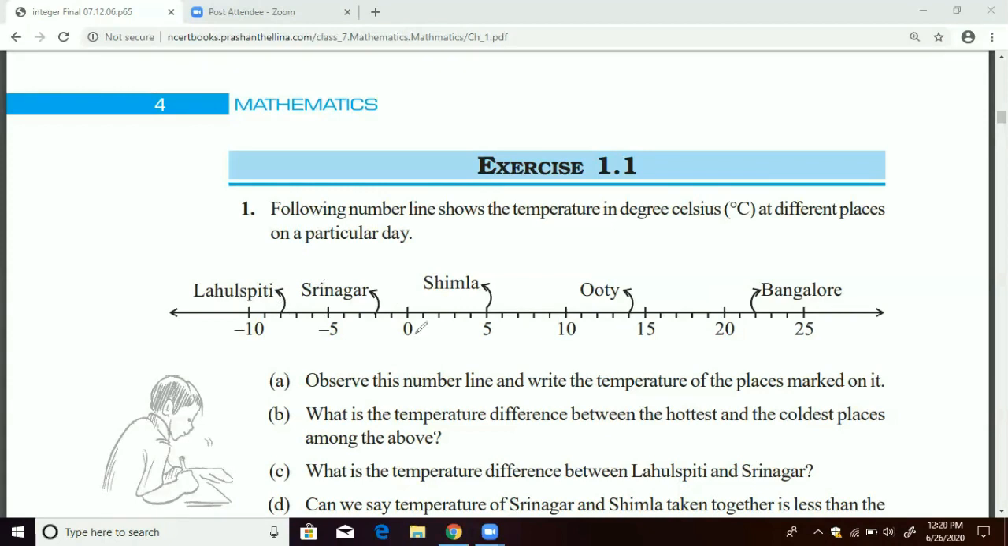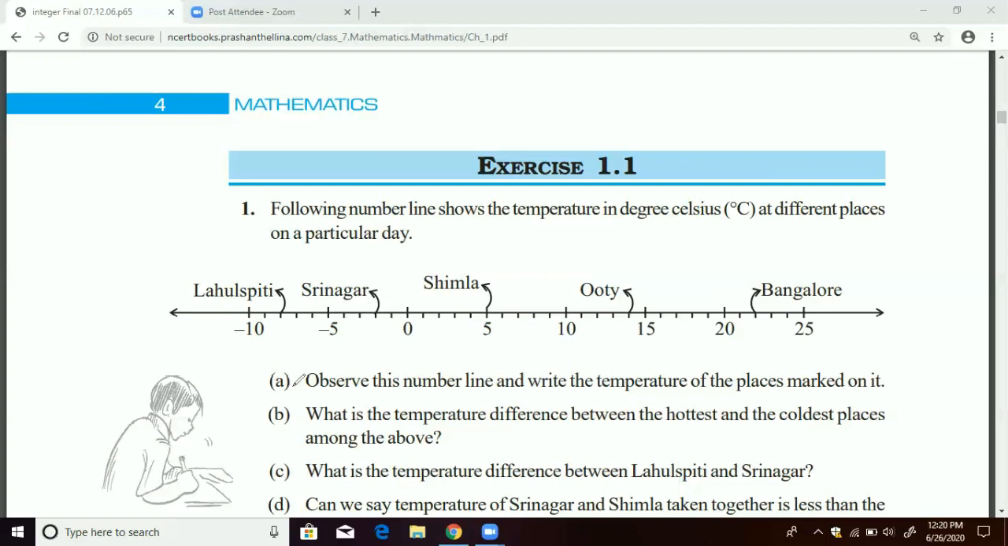You can see a 0 there. You can see negative numbers there. You can see positive numbers there. So the numbers are arranged as in a number line, and these arranged numbers are the temperatures of those cities, so that we have to find what is the temperature at each city. That is given as the first question.